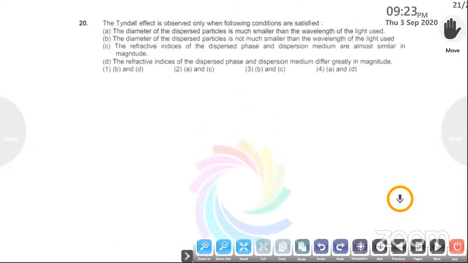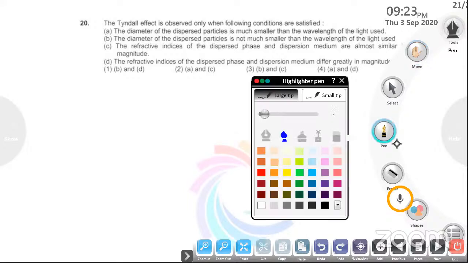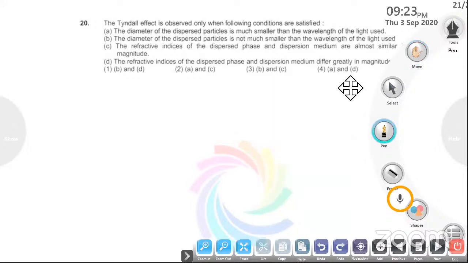This is a straightforward question, related to the Tyndall effect, right? Two conditions must be satisfied. One is that the diameter of the dispersed particles is not much smaller than the wavelength of the light used, meaning the size of the dispersed particles must be more than the wavelength of the light used. Therefore, B is the correct option. And next, the refractive indices of the dispersed phase and dispersed medium differ greatly in magnitude. Then only it can show the Tyndall effect. So B and D is the correct answer.